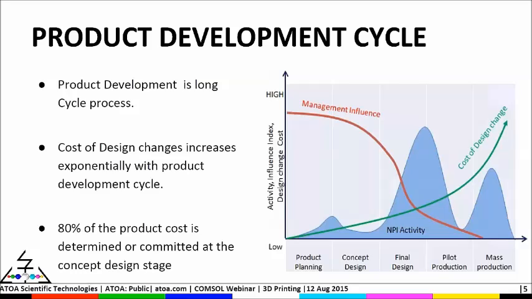You can see that in most product development, 80% of the cost is committed at the early stage of the product. Once you set the project rolling, the management influence or control reduces over time, as shown in the red line. So it is imperative that the product development is first time right.